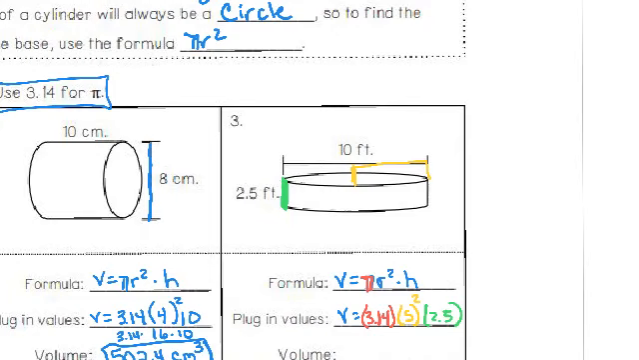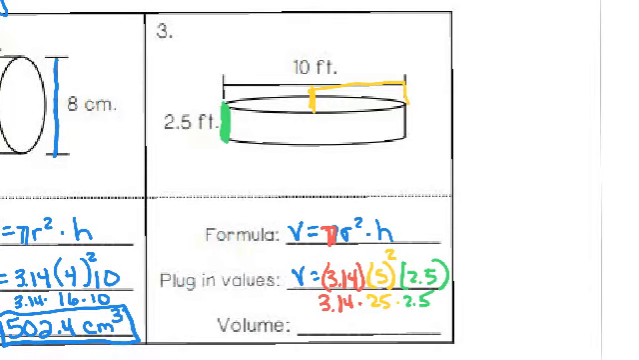And go 3.14 times 25 times 2.5. Okay? 3.14 times 25. All I'm doing is putting this in my calculator. And the calculator does all the work. Okay? So don't stress. 196.25 feet, because that's what they told us up here, cubed, because we're doing three-dimensional objects. Really is that simple. You can do this. You can do this. Okay?